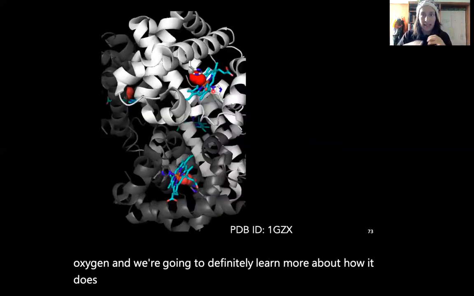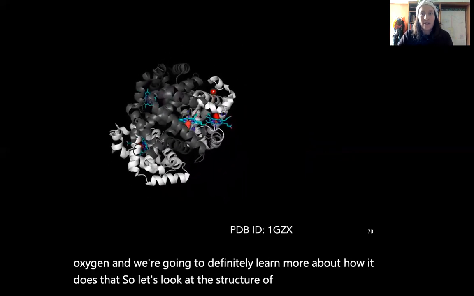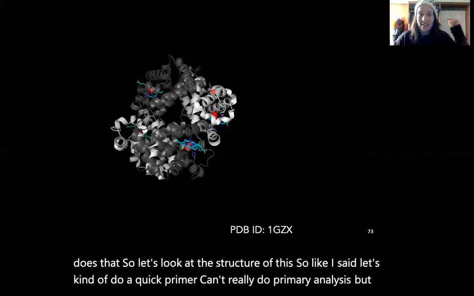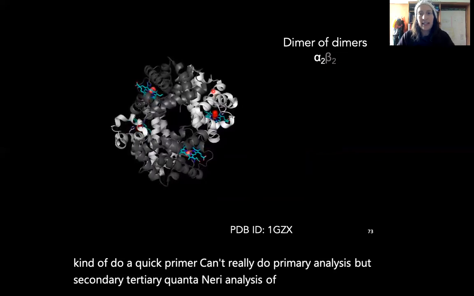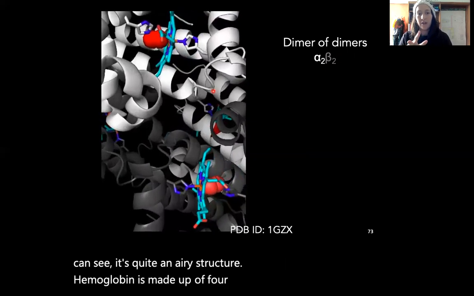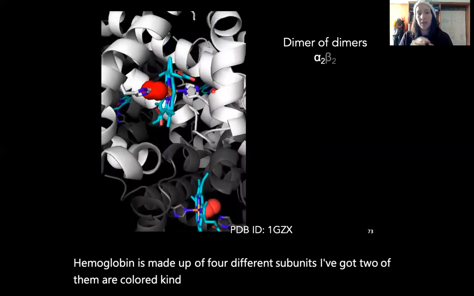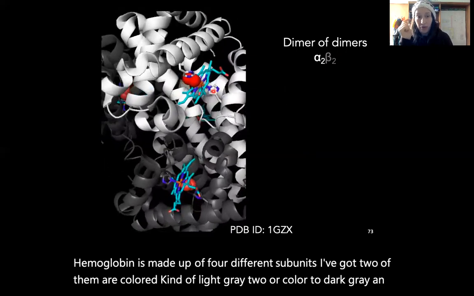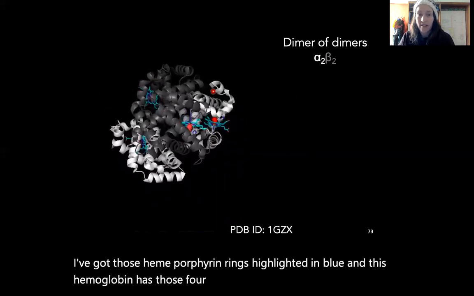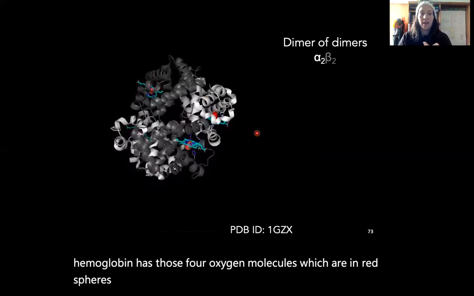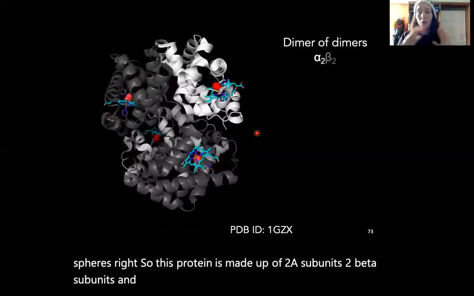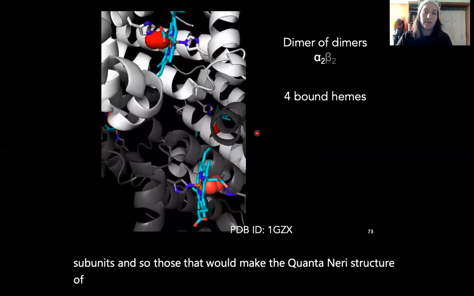So let's look at the structure of this. So like I said, let's do a quick, can't really do primary analysis, but secondary, tertiary, quaternary analysis of hemoglobin. So as you can see, it's a quaternary structure. Hemoglobin is made up of 4 different subunits. I've got 2 of them colored a light gray, 2 colored a dark gray, and I've got those heme porphyrin rings highlighted in blue, and this hemoglobin has those 4 oxygen molecules, which are in red spheres, right? So this protein is made up of 2 alpha subunits, 2 beta subunits, and so that would make the quaternary structure of hemoglobin a dimer of dimers, okay?